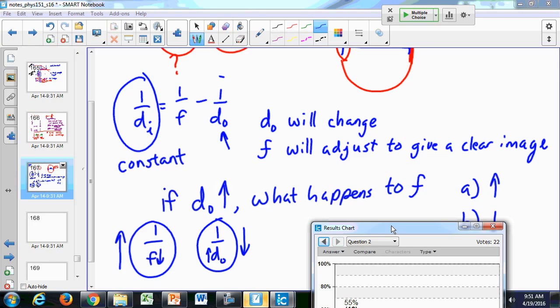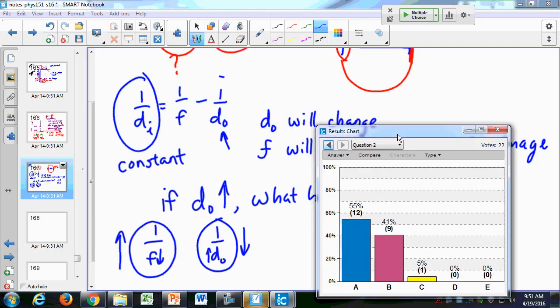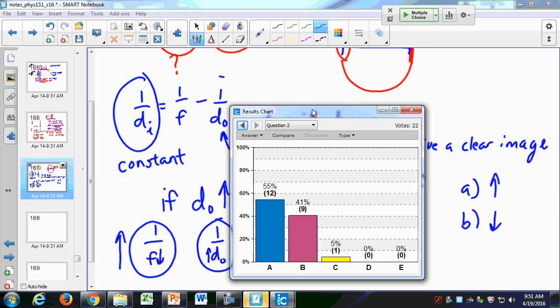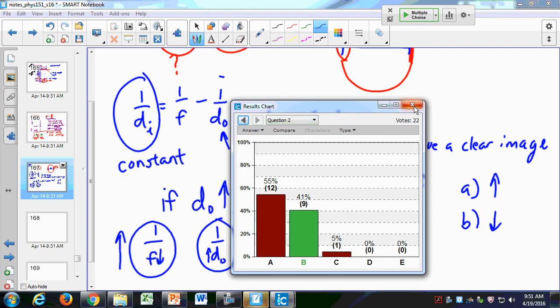Okay? Think about this in the eye. Well, I'll sort of sketch it here in just a second, but it does help to think about this in terms of the equation mathematically. So here, my focal length will actually go down. So B is the right answer.